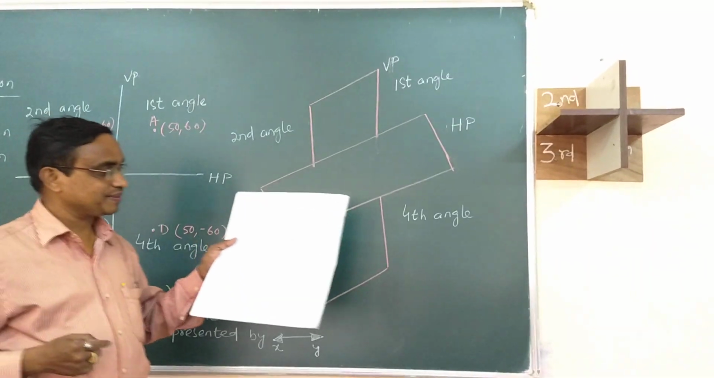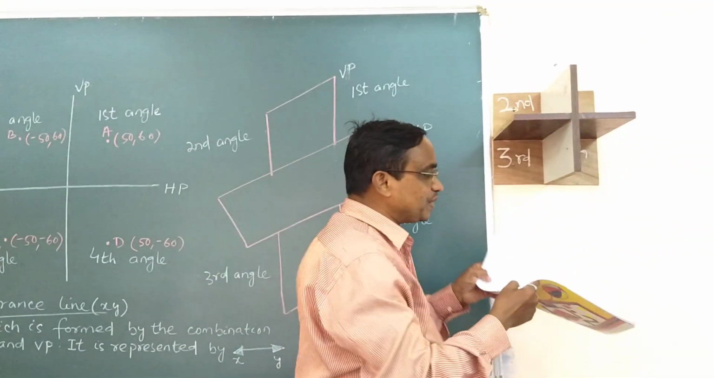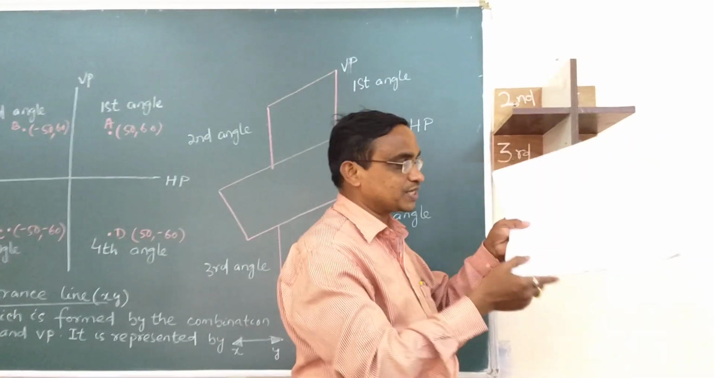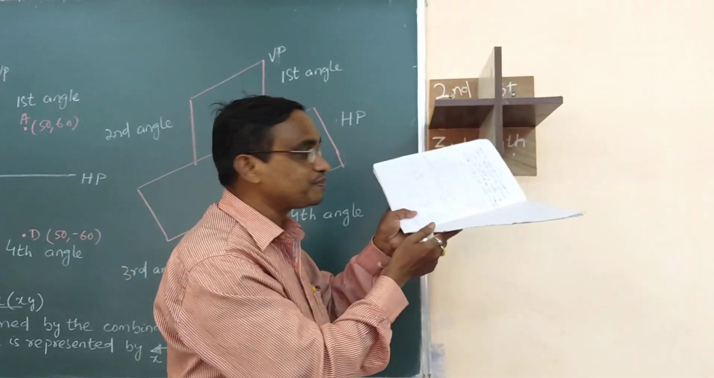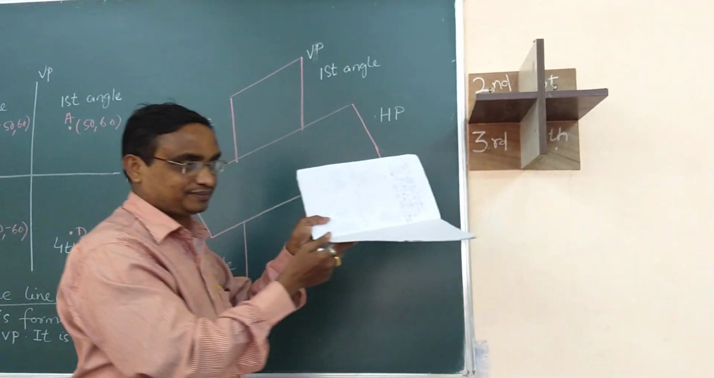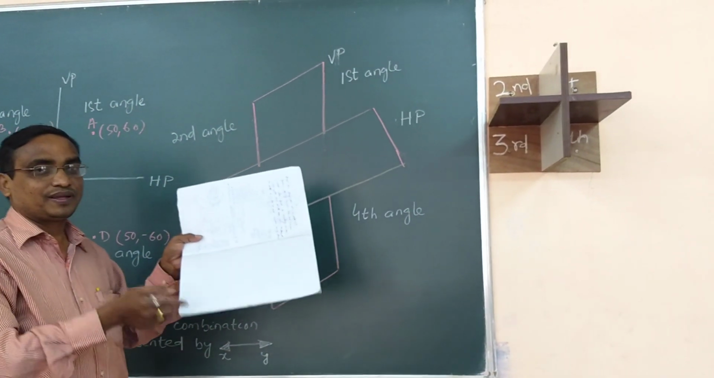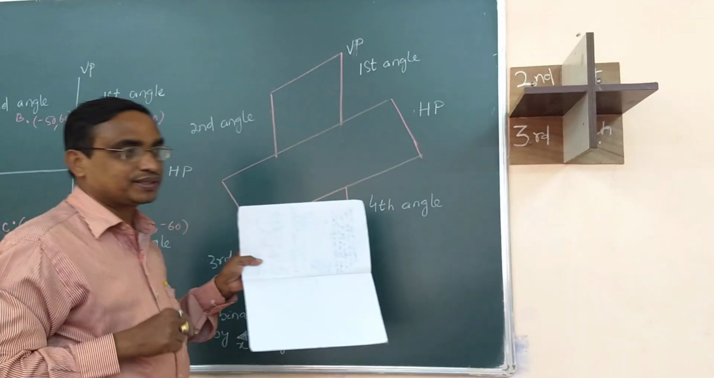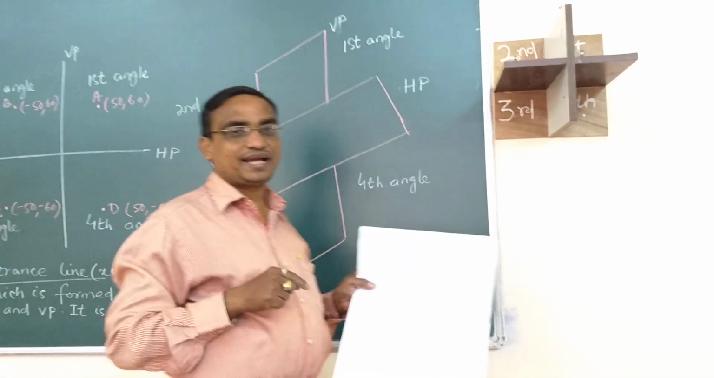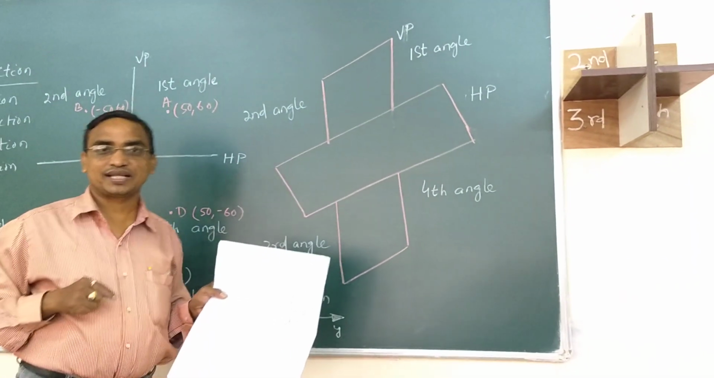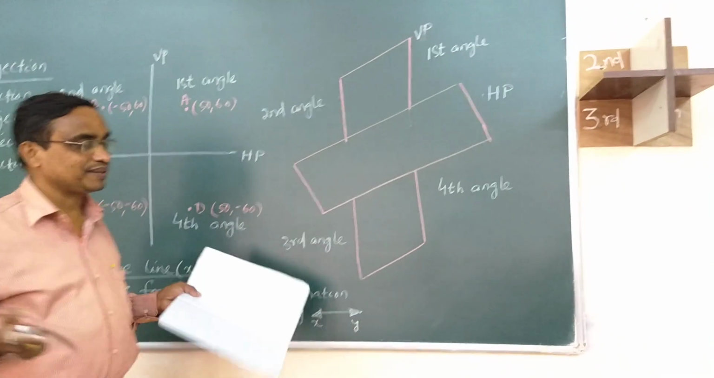Next is the POP, means plane of projection. This is POP, HP and VP, may or may not be transparent. And it is used in all Asian countries like India, China, Pakistan, Nepal, Bhutan, Sri Lanka, etc.